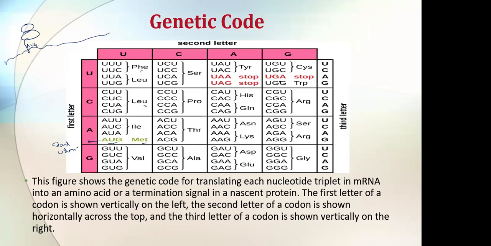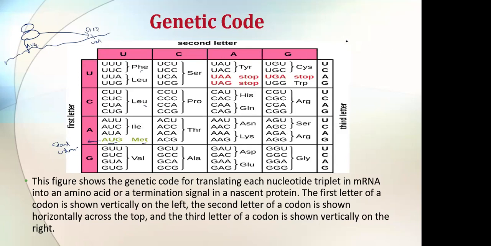We have 3 stop codons: UAA, UAG, and UGA. These are the 3 stop codons. So protein synthesis will stop if one of these 3 stop codons is here. If you have UAA over here, the ribosome will stop protein synthesis over here. Make sure to remember that you have to memorize the stop codons and the start codon.